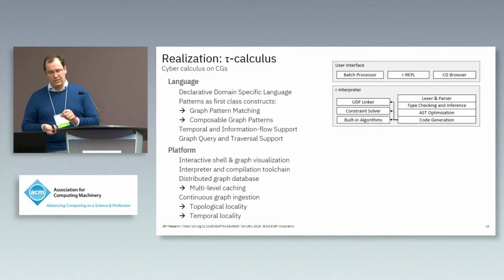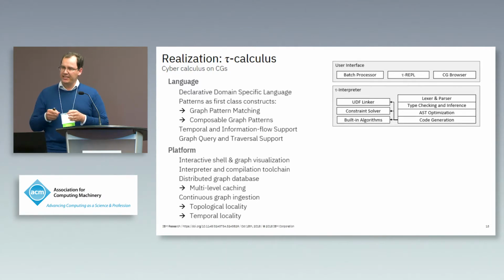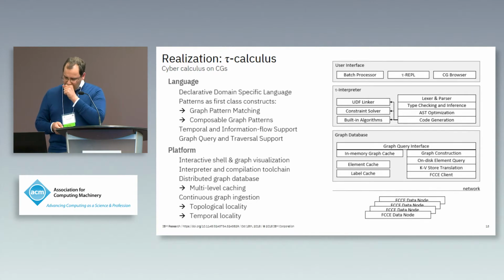Very important is the distributed graph database. It implements multi-level caching and is distributed across many nodes. And two important things: during the ingestion of the data, it keeps replica sets to enforce temporal locality and also topological locality. I think I missed the sound here, but can you all hear me? Yes. So temporal locality is important because that will tremendously expedite data retrieval later on. So that's the part I was explaining.